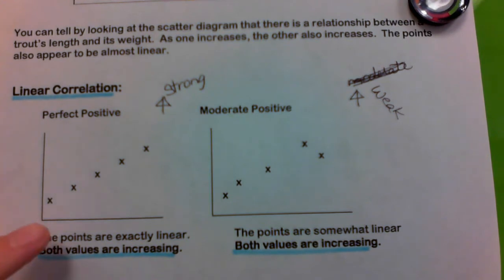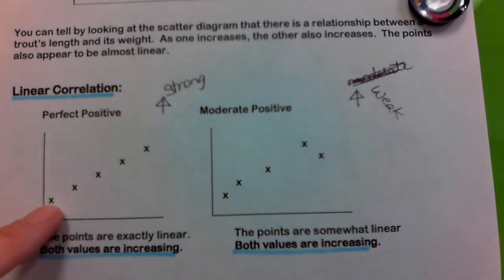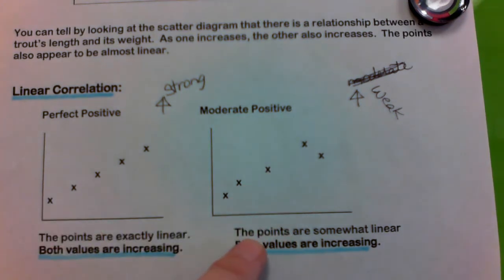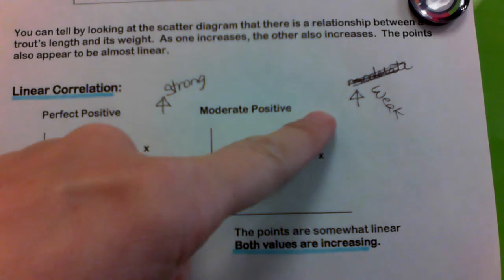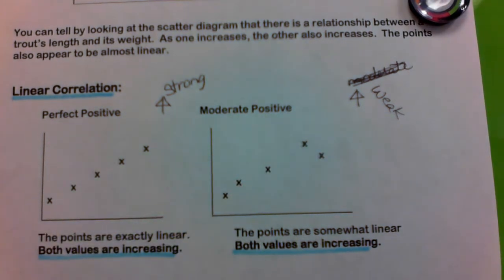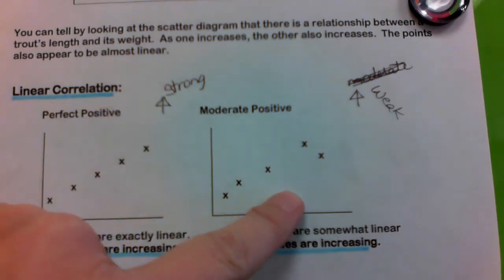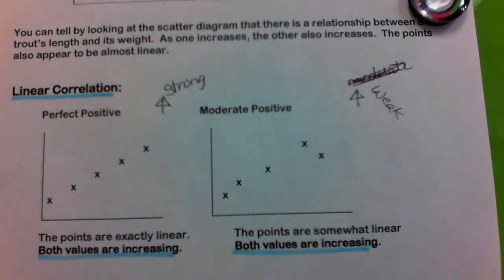Now, when you have a perfect positive correlation, it means every one of these points would fall exactly on the line. Here we have a moderate, and it says the points are somewhat linear, meaning it does appear to have some correlation, just not as much of a correlation as a perfect positive. Then something in between this you would call strong, and then one where they are not quite as much of a line as this we would call weak.